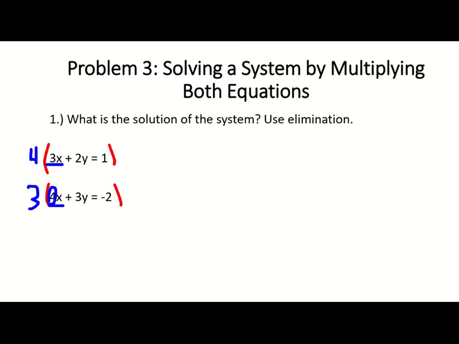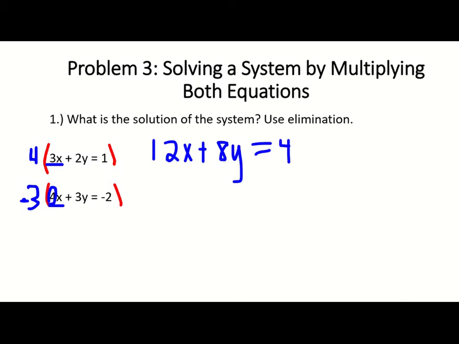I also need to make sure that my x's, one is positive and one is negative. Well, right now they're both positive, so just stick a negative with one of your coefficients. So I'm going to make it a negative 3 on the bottom that I multiply by, and a positive 4 at the top. So when I multiply, you'll see I now have a system that will cancel out in the x's. So let's get it set up. 4 times 3x is 12x. 4 times 2y is 8y. 4 times 1 is 4.